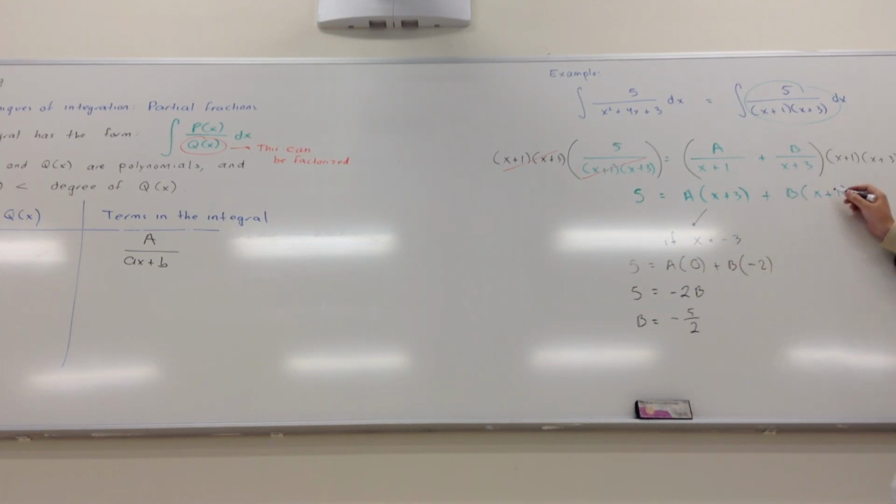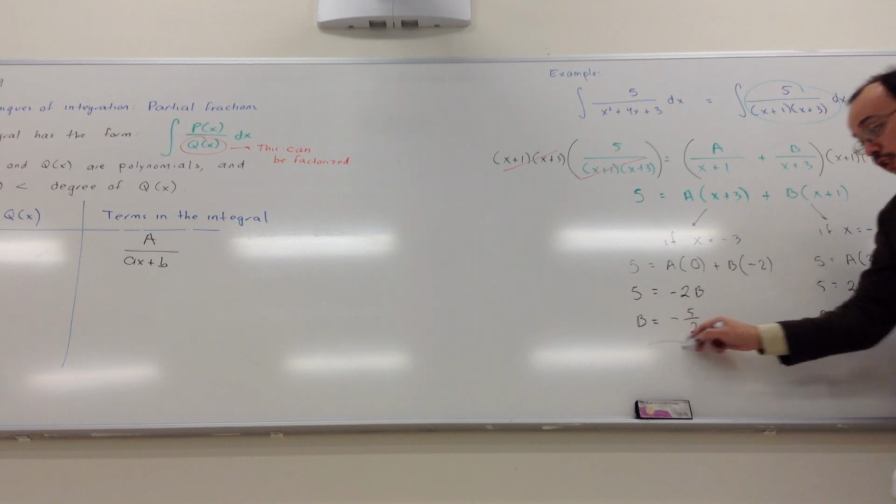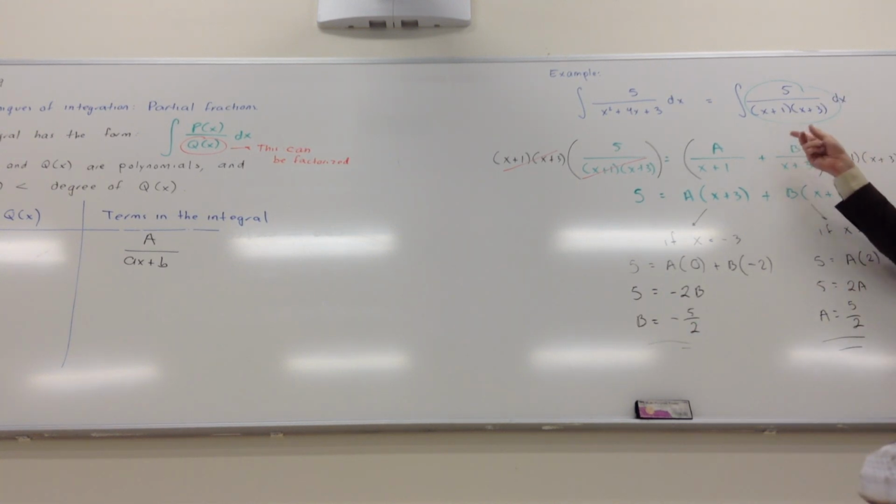Now, since I have another factor with x, we're also going to get that into 0. If x equals what in this case? Minus 1. So again, 5 equal to a times minus 1 plus 3, 2 plus b times 0. So 5 equal to 2a, a is equal to, no, not 3, 5 halves. So now I have the values for a and b.